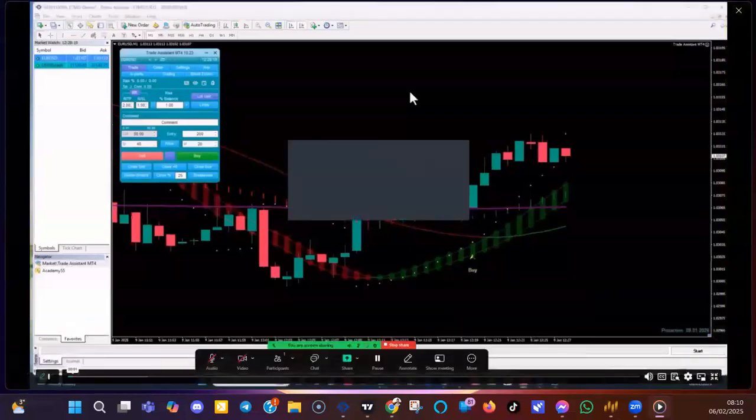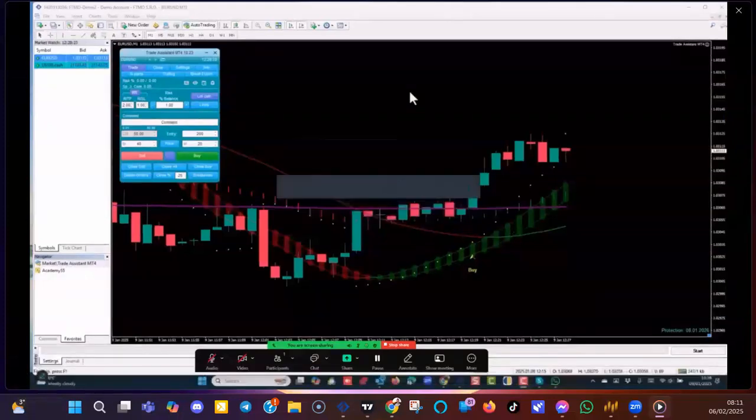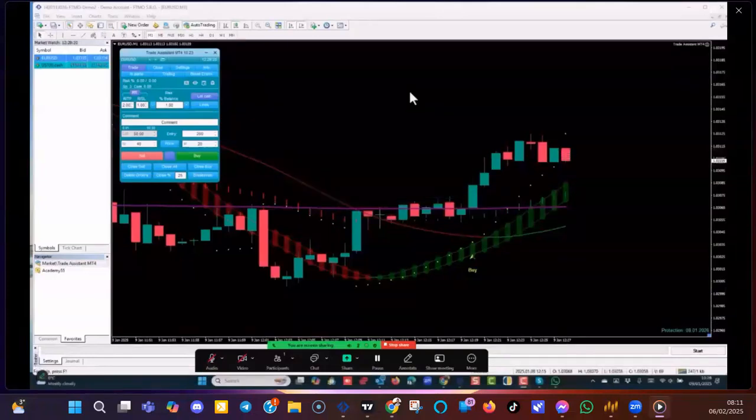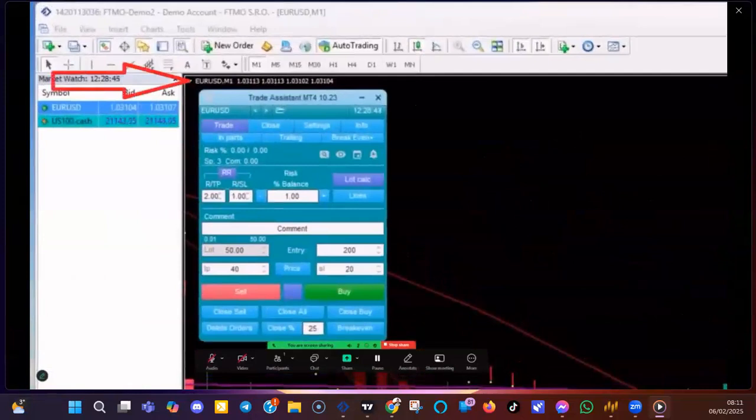Hi, this is Steve, and in this short video, I'm going to just show you the settings for the Trade Assistant to make sure that you've got the minimum 2 pip stop loss on the Euro USD or any currency pair, and how you set it for if you're trading a commodity like the US 100, because the settings are slightly different. So here you can see we're on the Euro USD chart.